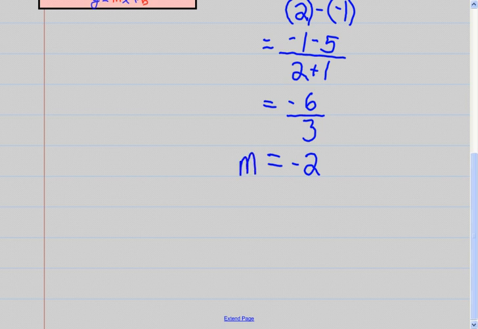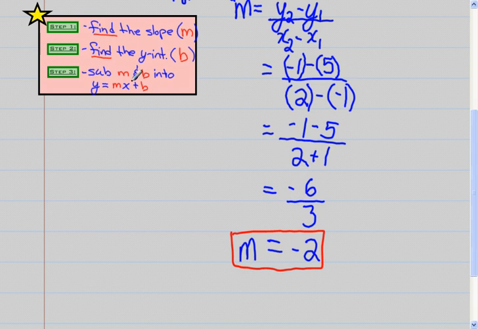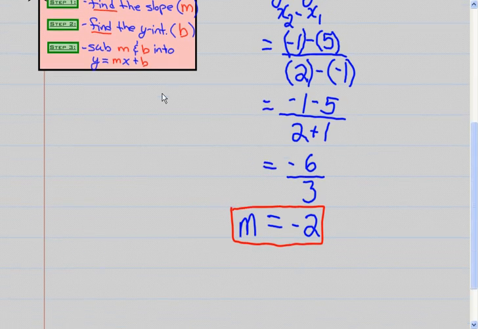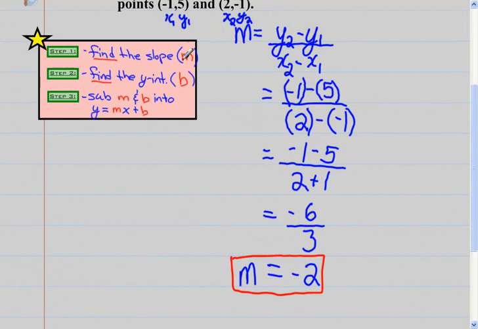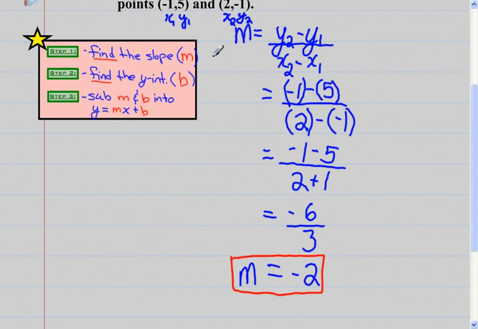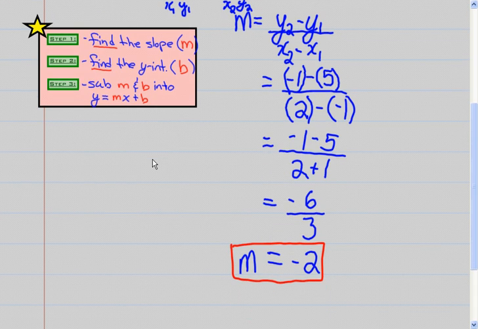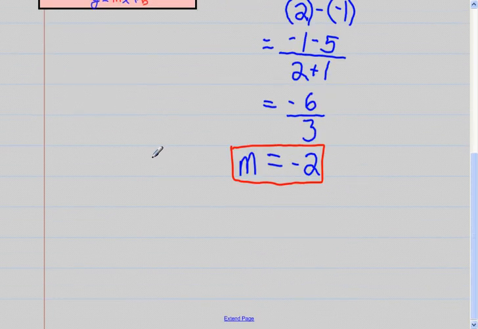And what I like to do is put a box around that to indicate that I've completed step 1. That's going to help me later, because in step 3 I'm going to need to remember what m is. So there's what m is. Perfect. Step 2, we're going to find the y-intercept. So how do we find the y-intercept given these 2 points? Well, we're going to use what we just found, plus we're going to use a point, and we're going to sub them into the equation to help us isolate b. So I'll show you how that works.